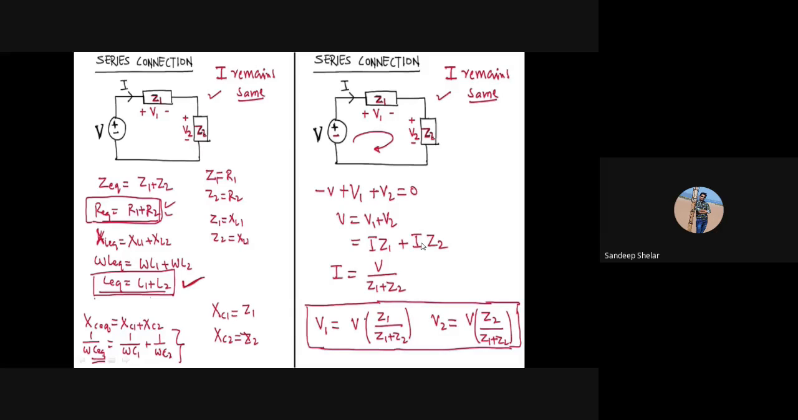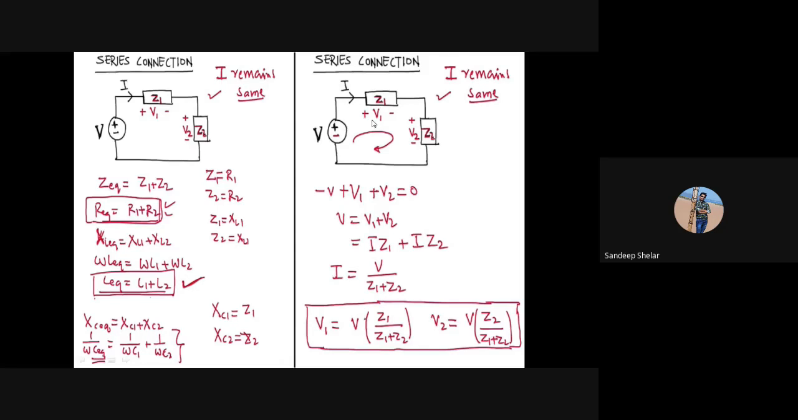Taking I as common, we obtain the equation I equal to V upon Z1 plus Z2. That means the current flowing through the circuit is the ratio of the supply voltage upon the sum of the impedances. This is the current equation of this circuit, I equal to V upon Z1 plus Z2.